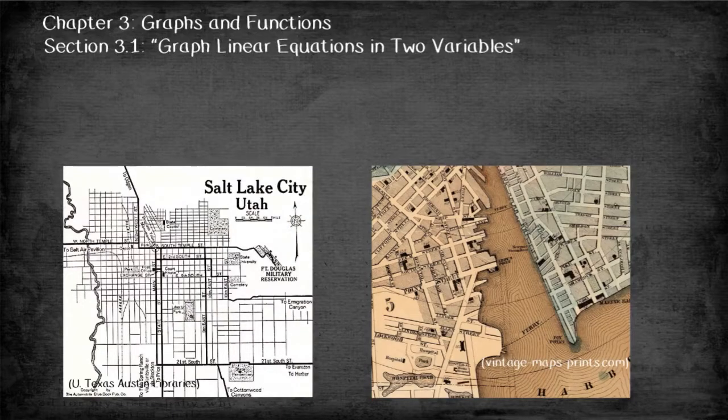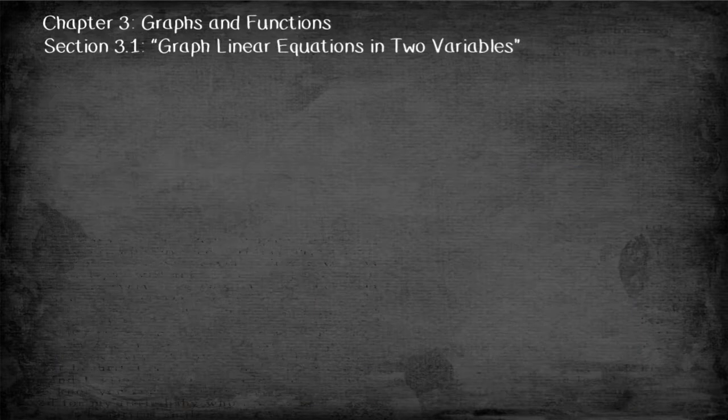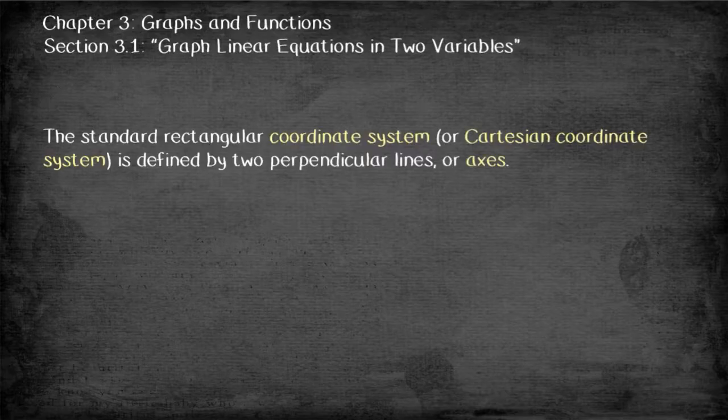So a lot of times in cities we use grids to map out the streets and do city planning. The idea here is very similar to that when we're talking about a coordinate system in mathematics. So let's take a look. What we are going to be focusing on is called the rectangular coordinate system, also known as the Cartesian coordinate system. And it's defined by two perpendicular lines, which we call axes.